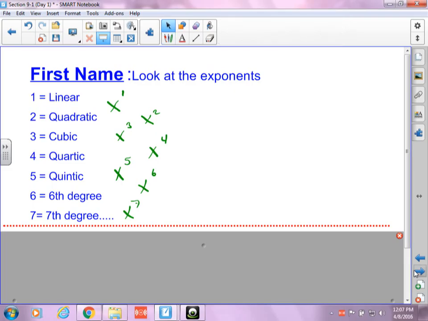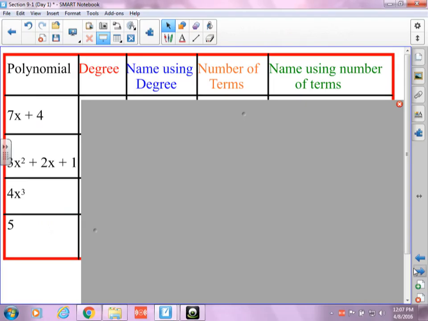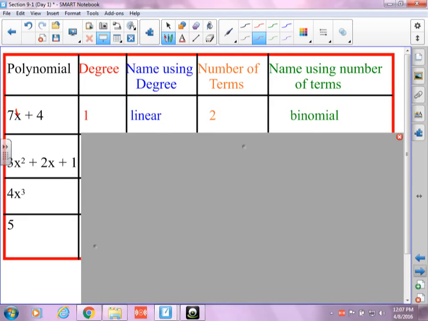Okay? Now, let's take a look at that next page for just a minute. We'll come back to this, but let's take a look at this. You're going to notice that I have the polynomial off to the left, and then we're going to take a look at the degree. So for the first one, I look at the degree. Notice I look at the variable, and what exponent is above the variable? It's a 1. It's not written there, but it's assumed that it's a 1. So it's a 1 degree, and notice that I call it linear.